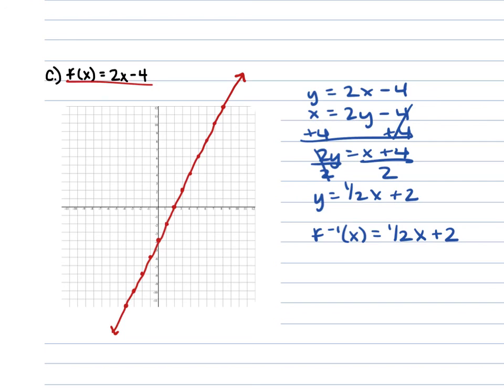So we have a positive 2 on the y-axis, then we're going to go up 1 and to the right 2, and also down 1 to the left 2. Once I do that, we're good.